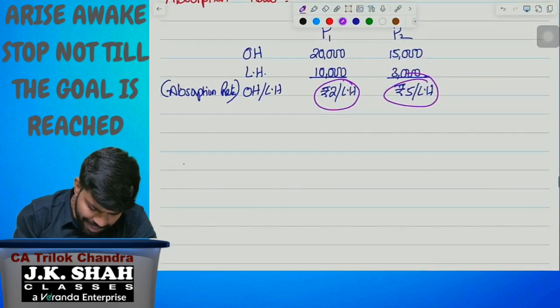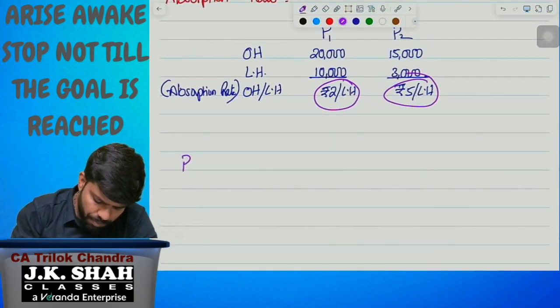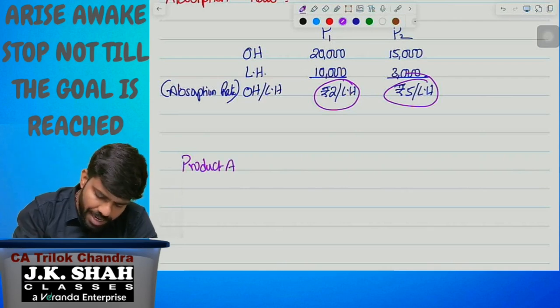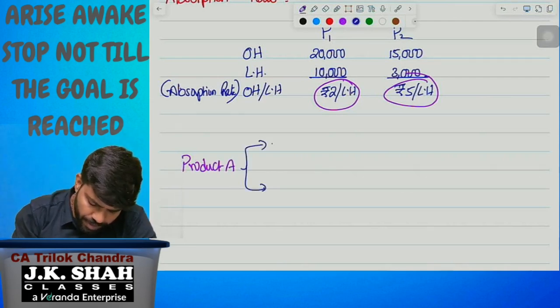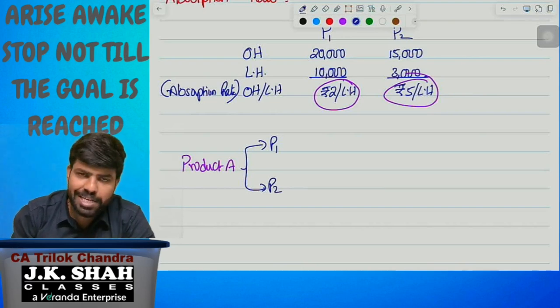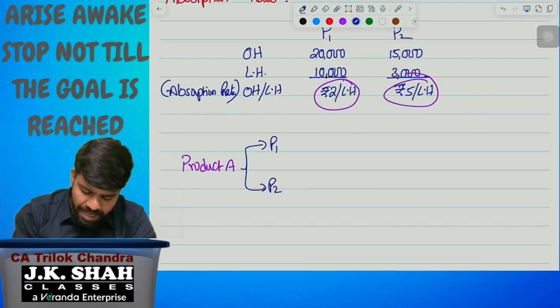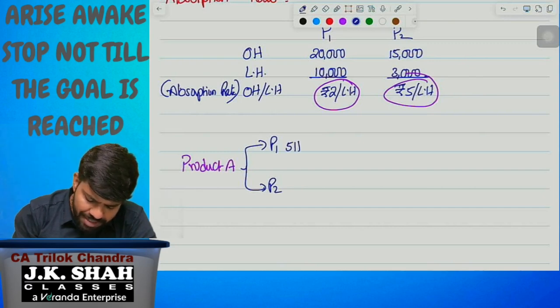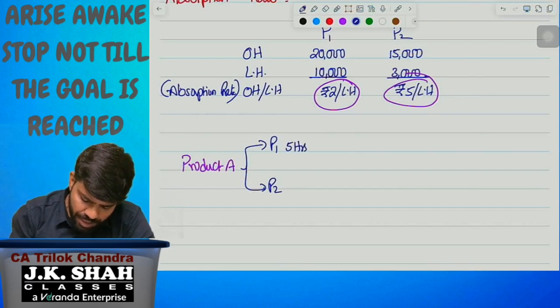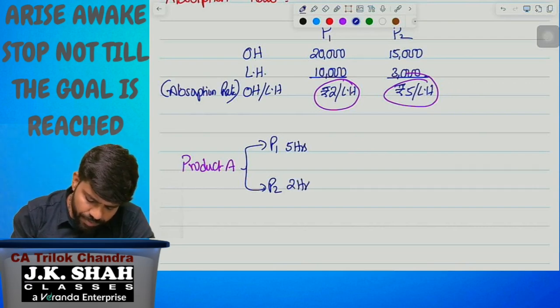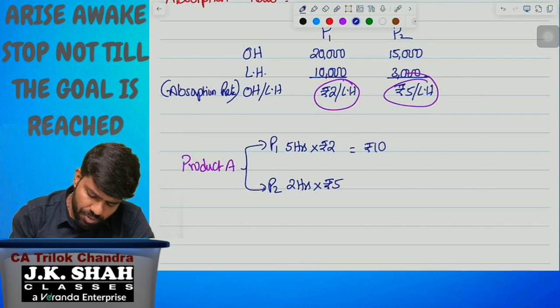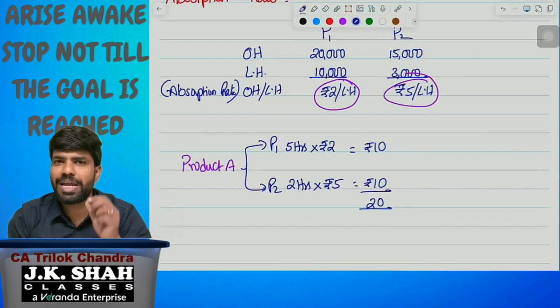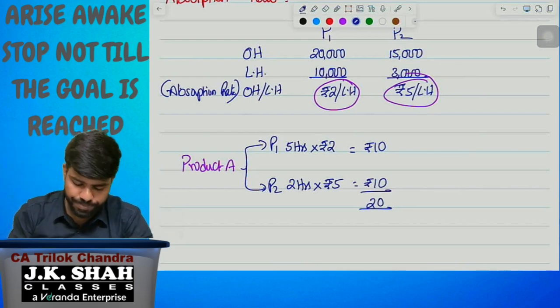Now, for example, let me take product A. Product A is passing through the P1 department and the P2 department. In P1 department, it takes 5 hours. In P2 department, it takes 2 hours. In P1, we charge 2 rupees per hour, and in P2, we charge 5 rupees per hour. 5 into 2 is 10 rupees, and 2 into 5 is 10 rupees. The total overheads charged to product A is 20 rupees.